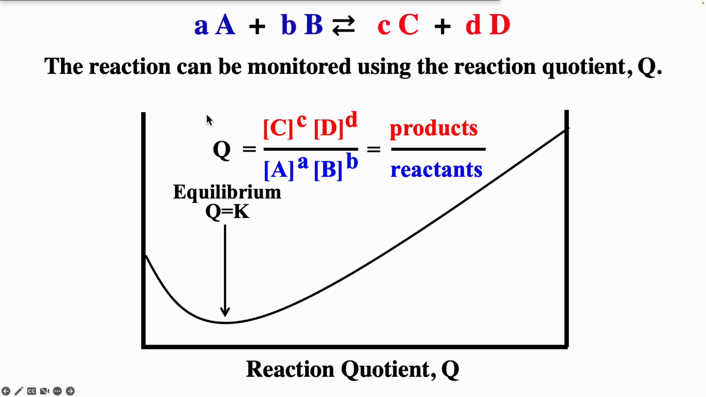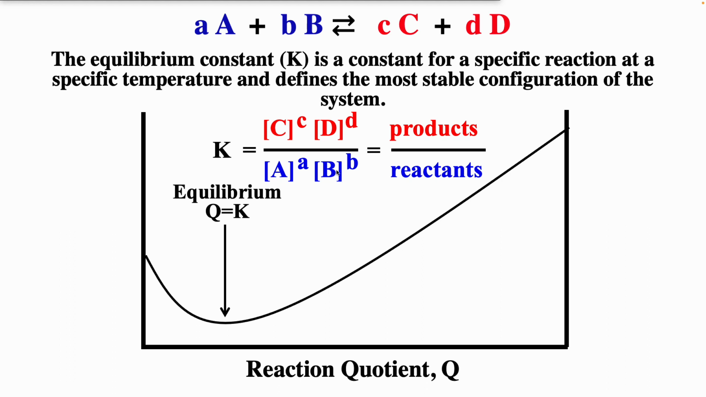The reaction quotient is just products over reactants. Coefficients become exponents. The equilibrium constant is also products over reactants. Coefficients become exponents. It looks exactly the same as the reaction quotient. The reaction quotient is used to monitor the reaction. The equilibrium constant is used to define the most stable configuration. Equilibrium constants are constants for a specific reaction at a specific temperature.